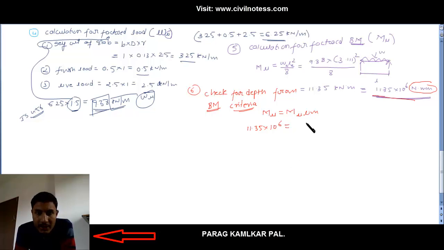For Fe415, the Mu limit is given as 0.138 fck b d square. So from this we are going to calculate the depth. What do we have to check? We have to check the depth. I already have the depth 111. Now we have to check: what is the required depth for our design purpose, and what do we take?